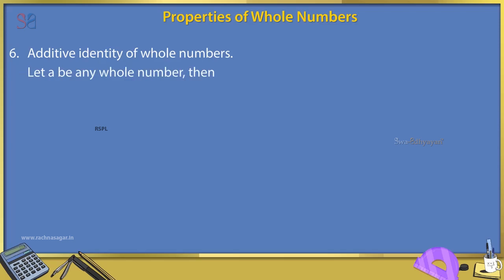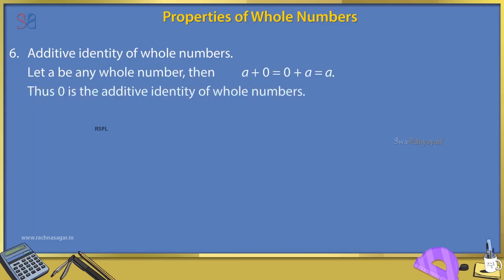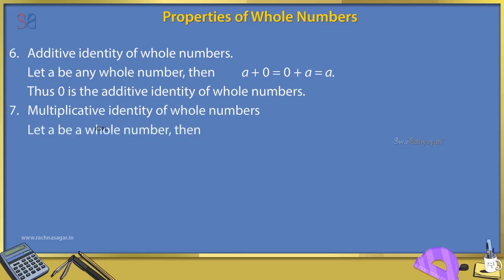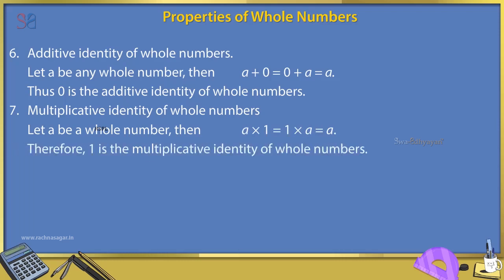Let A be any whole number, then A plus 0 is equal to 0 plus A, which is equal to A. Thus, 0 is the additive identity of whole numbers. 7. Multiplicative identity of whole numbers. Let A be a whole number, then A multiplied by 1 is equal to 1 multiplied by A, which is equal to A. Therefore, 1 is the multiplicative identity of whole numbers.